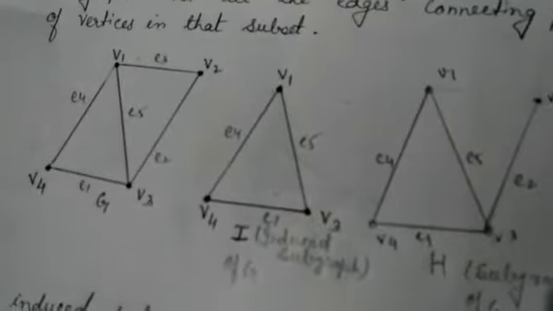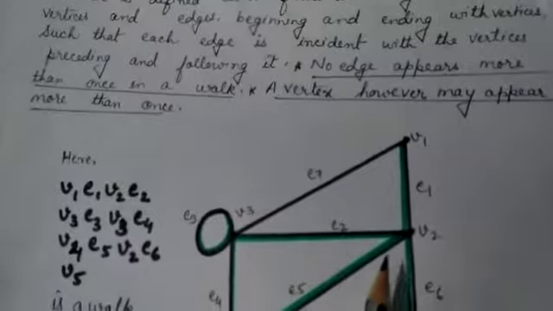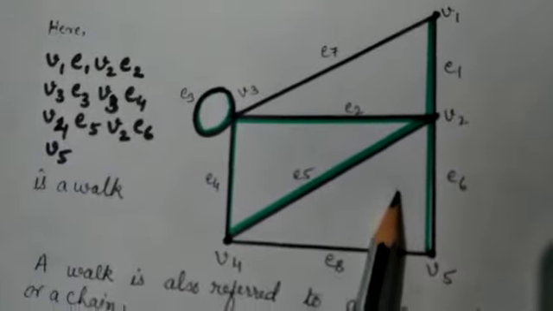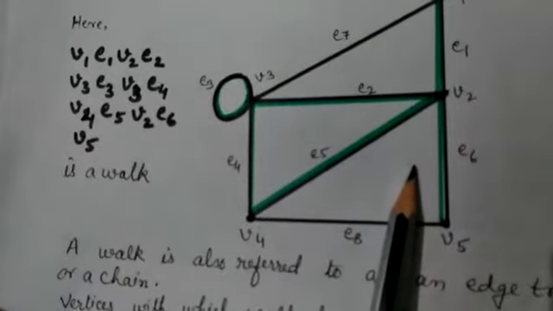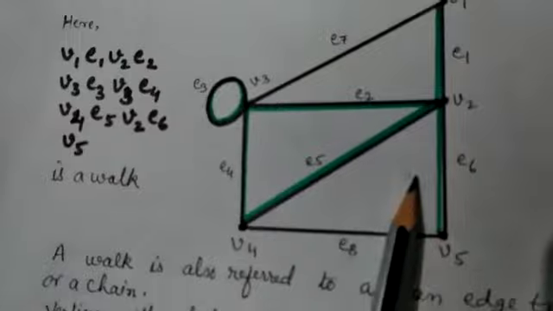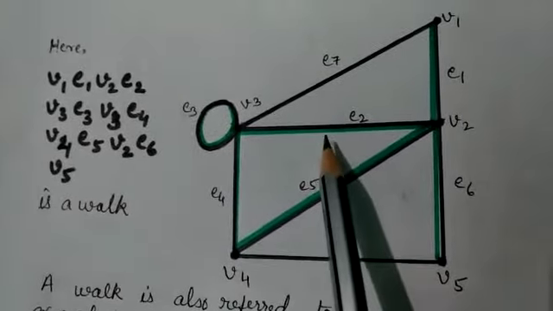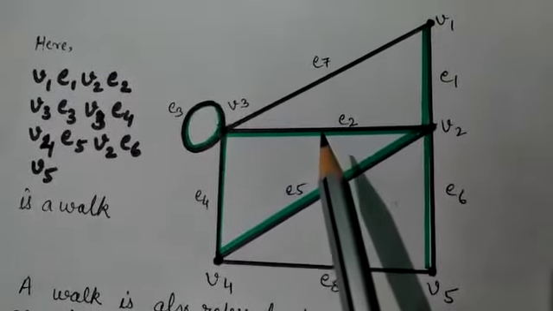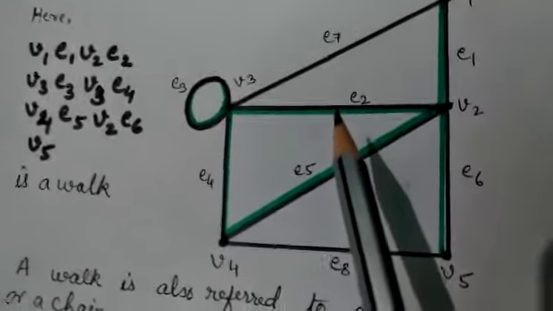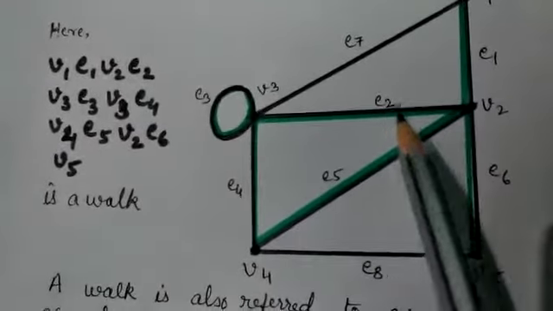Now we will study about walk. Here you can see the diagram. A walk is defined as a finite alternating sequence of vertices and edges, beginning and ending with vertices, such that each edge is incident with the vertices preceding and following it.